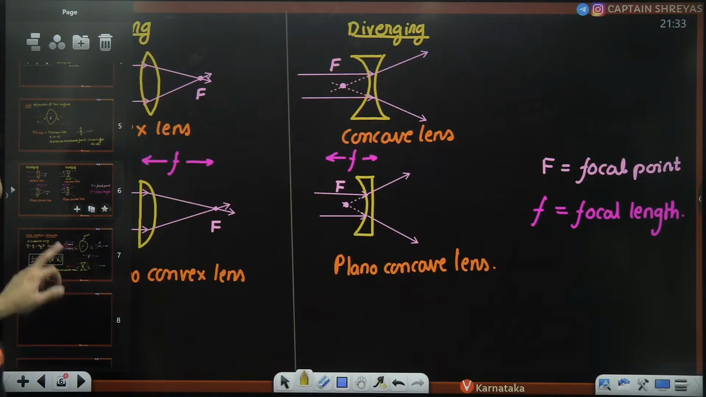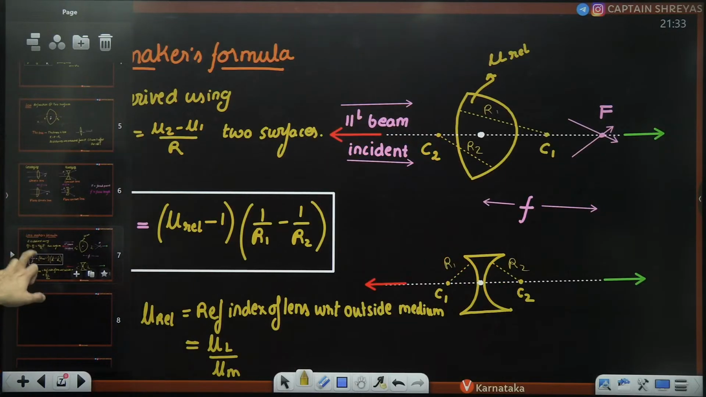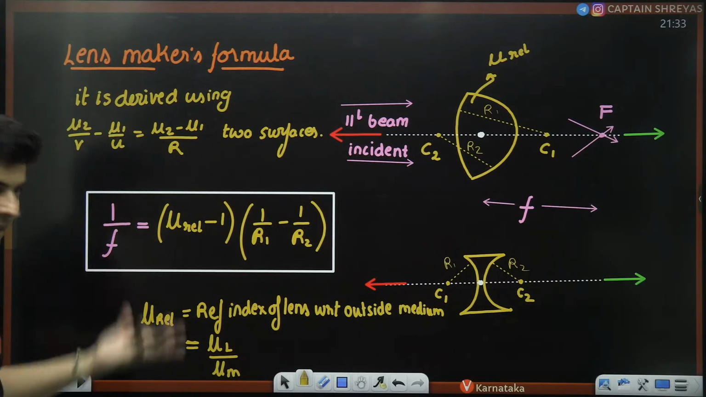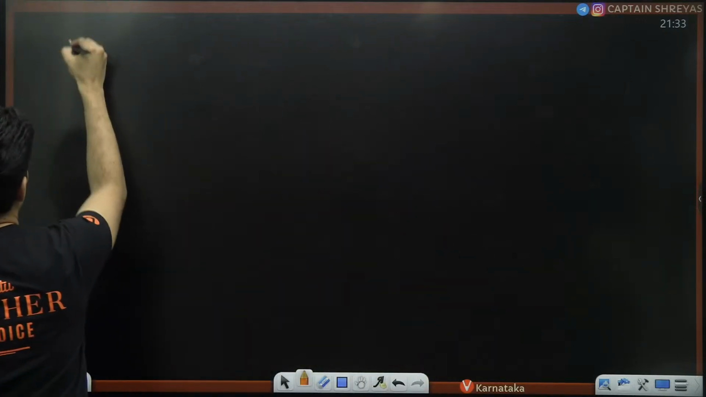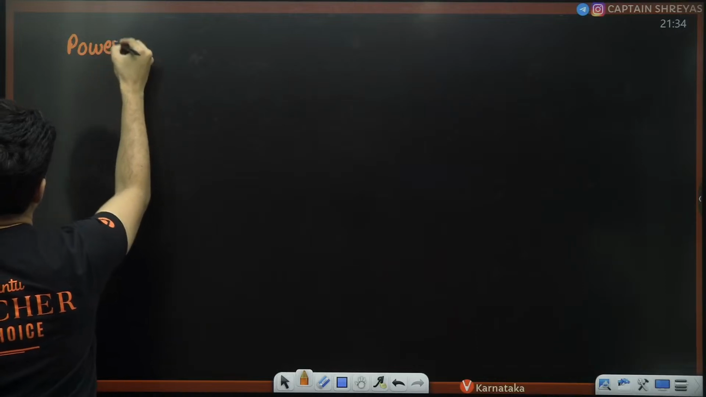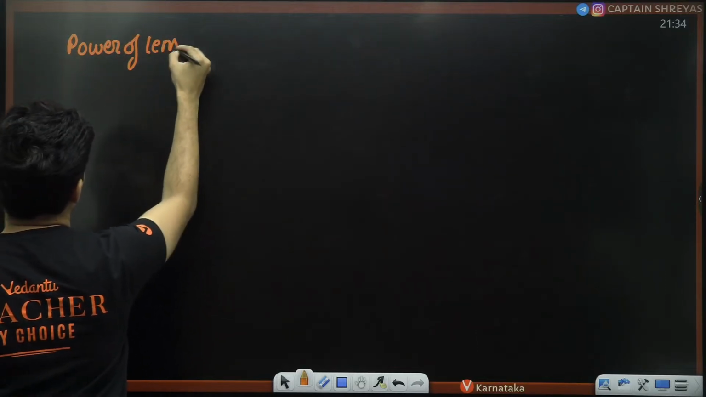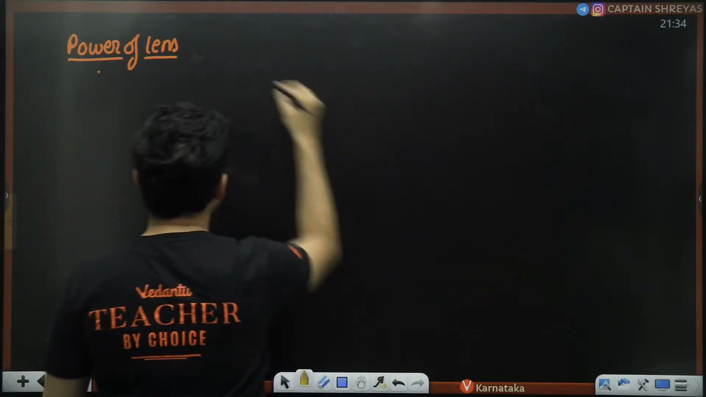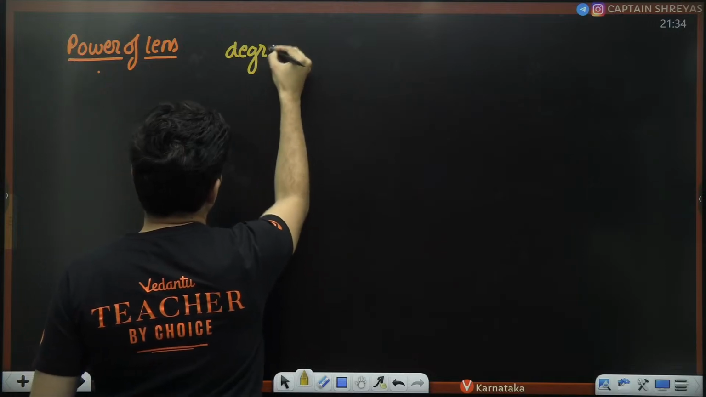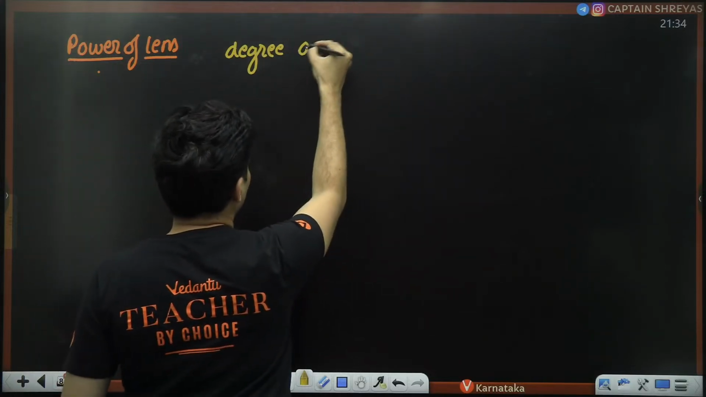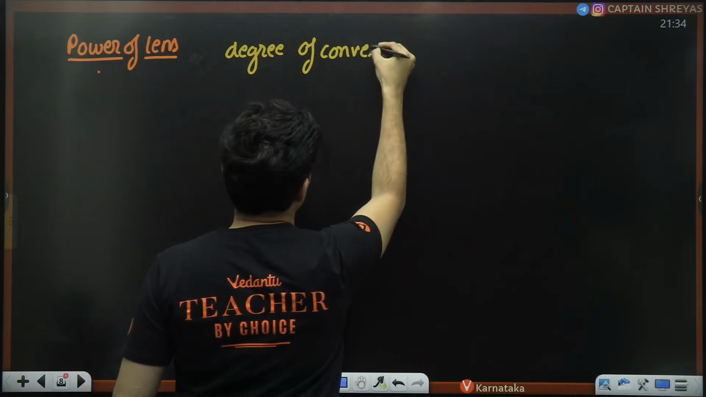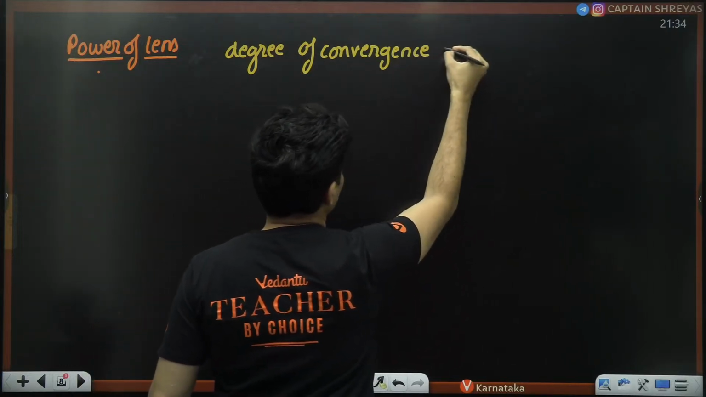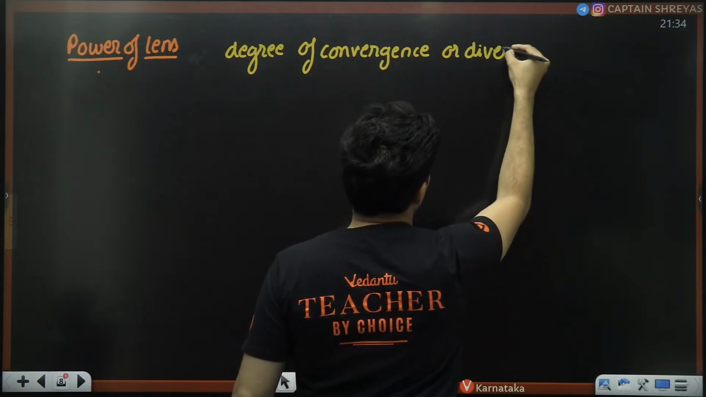All right, so coming back to the point, we saw what the formula is. Now using the focal length, I can find everything else about the lenses, and we'll come to that one by one. First of all, talking about the power of a lens. The power of a lens is how powerful a lens is, the degree, not the degrees of angle, the degree of convergence or divergence.